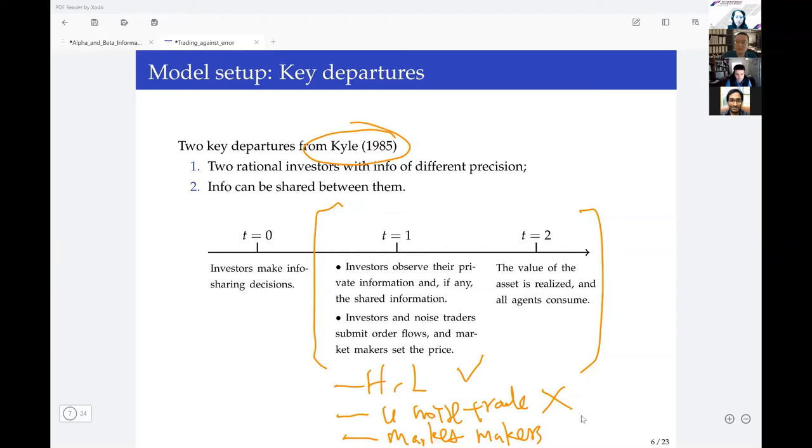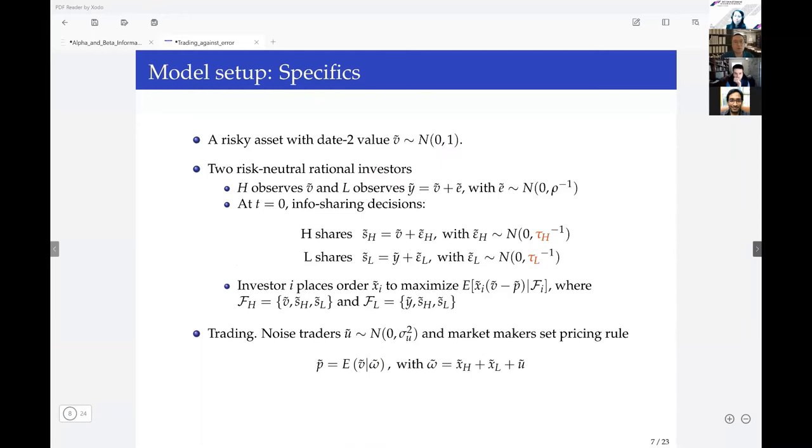Those people, what they do is, H and L on date zero, they will share information. H and L will choose how much information they will share with each other. And after they share information, they will move to the traditional Kyle model. So that's basically the setting. Now let's move on to the specifics.